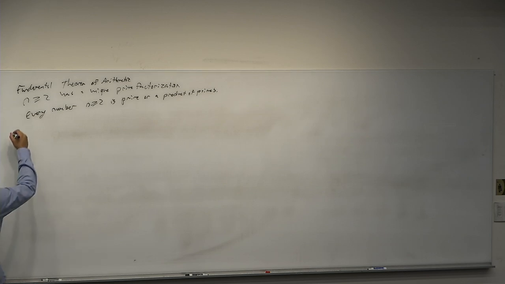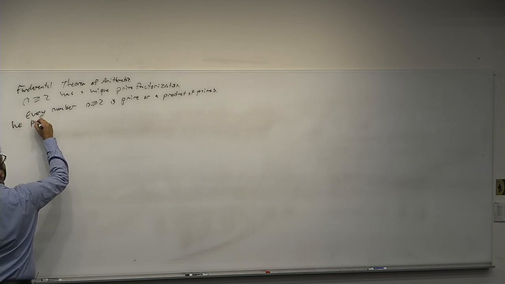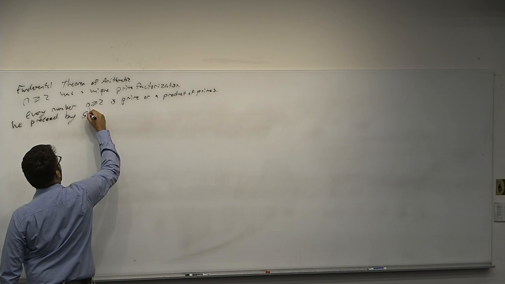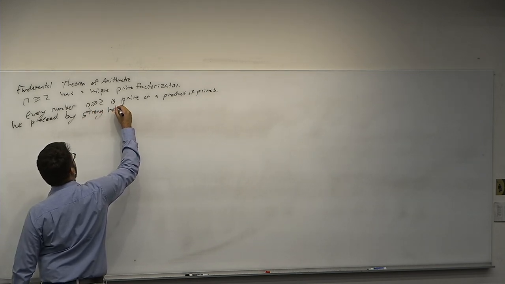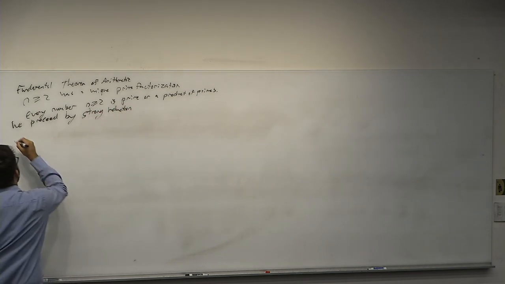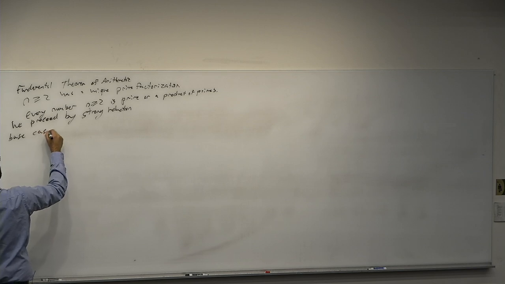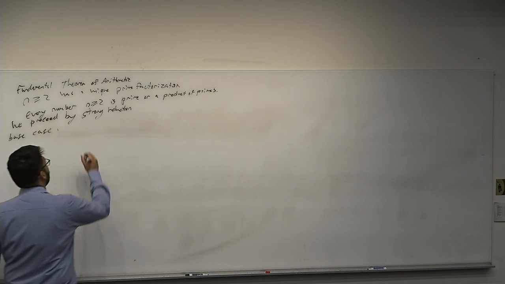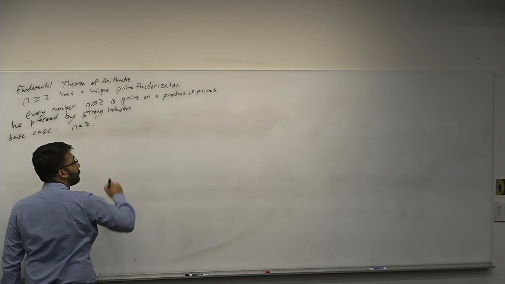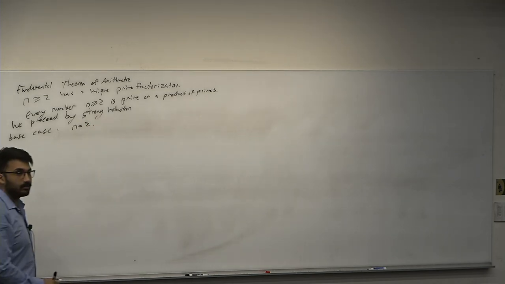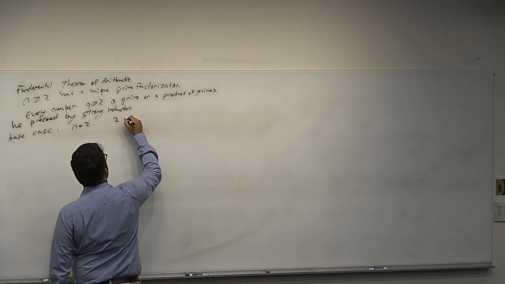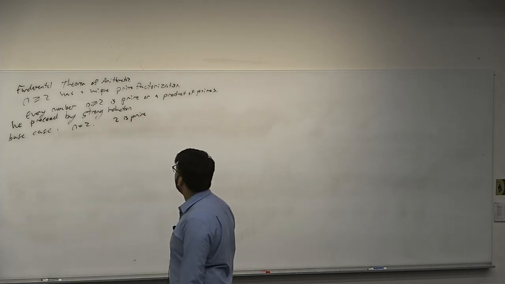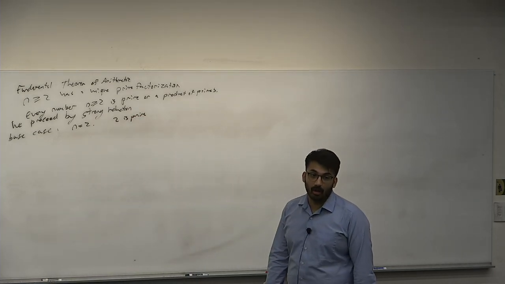Base case, we proceed by strong induction. Base case is what? All right. Why is the base case true? 2 is prime. Yeah. So 2 is prime. We're trying to prove that every number is prime or a product of primes, and 2 is prime. So we're done.